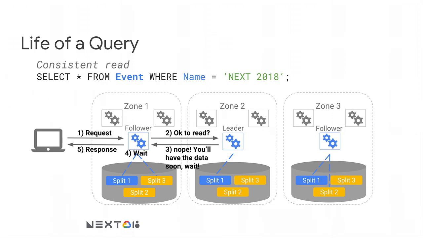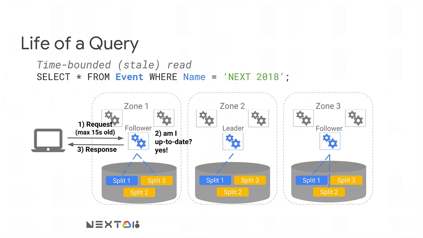Now, in the case that the data is not there yet, basically what the leader responds is saying, hey, you don't have the latest data. This is the timestamp of the latest data. Please wait that out till you see that timestamp. And once you see it, you can serve the data, because then you know that you have the latest data.